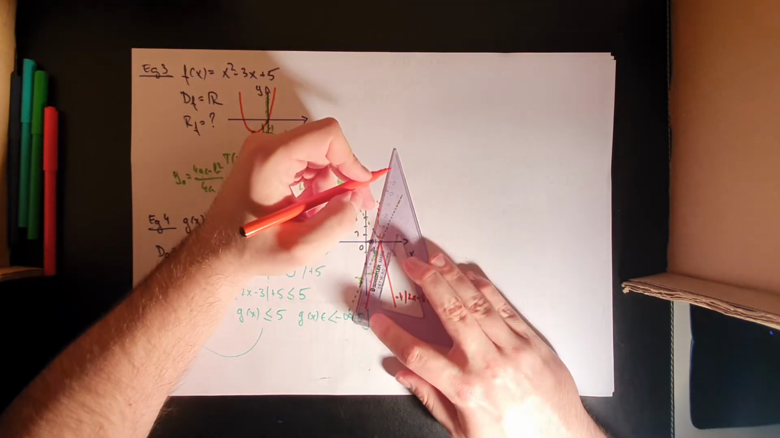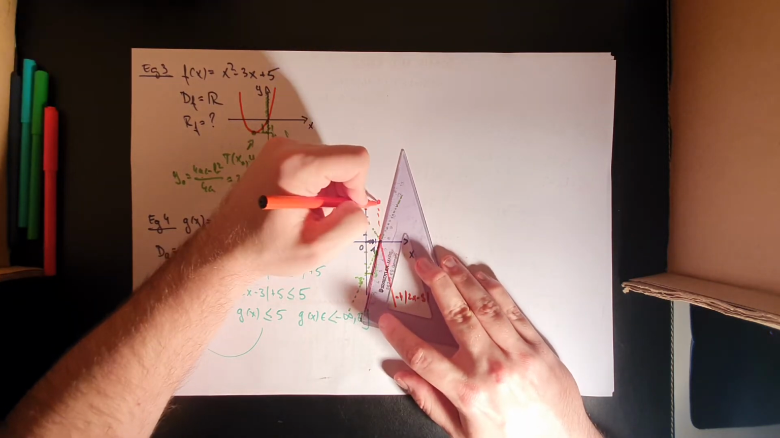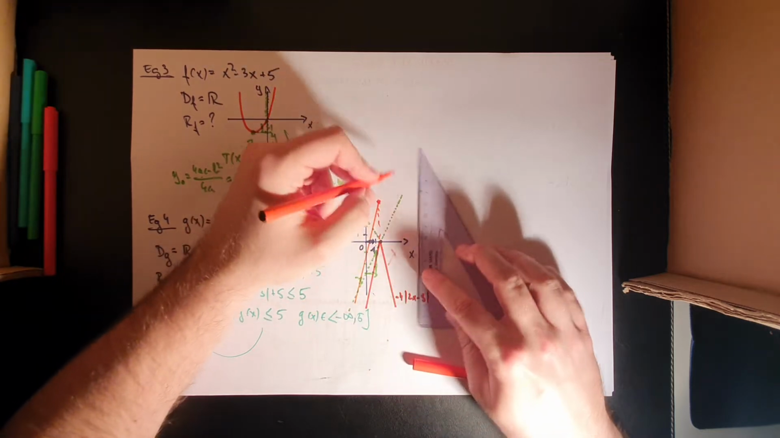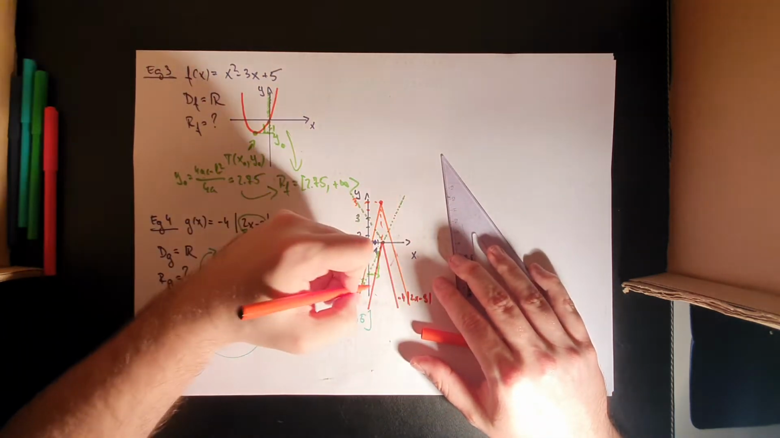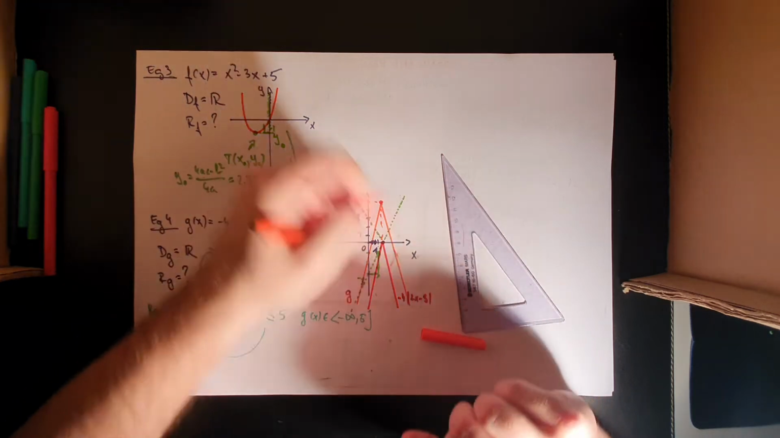And now I can also make a sketch. So we are starting here. Let's say this is the sketch itself. So this is the graph of function g. So here's the g function.